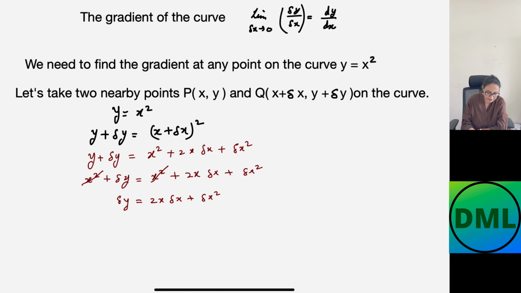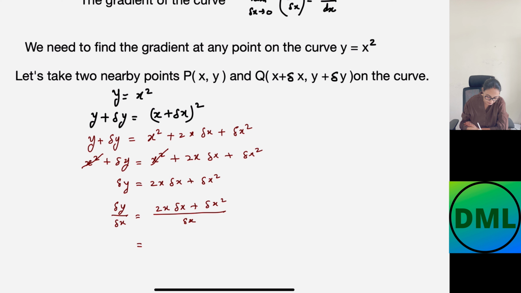I will divide this full equation by delta x. Let's divide it. Delta y by delta x is given by 2x delta x plus delta x the whole square over delta x. Let's separate it out. This will be written as 2x delta x over delta x plus delta x whole square over delta x. Delta x got cancelled from here and you will get 2x plus delta x.